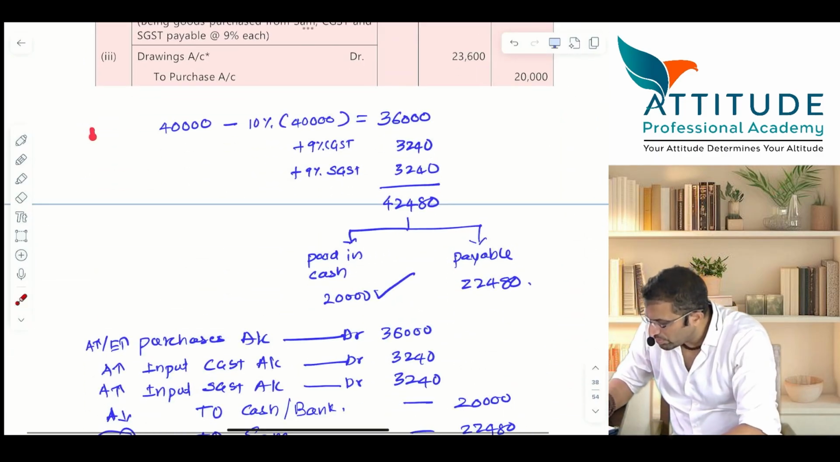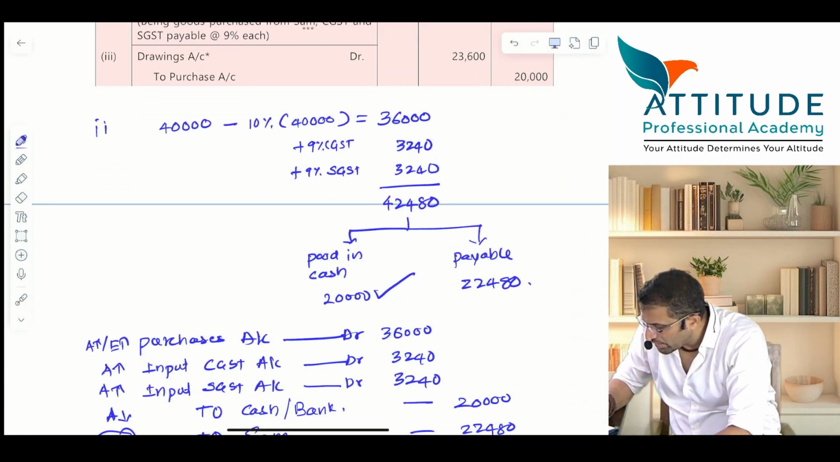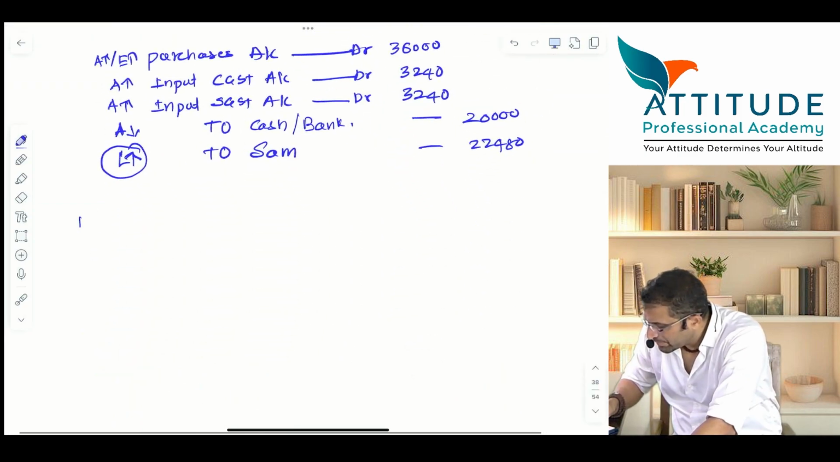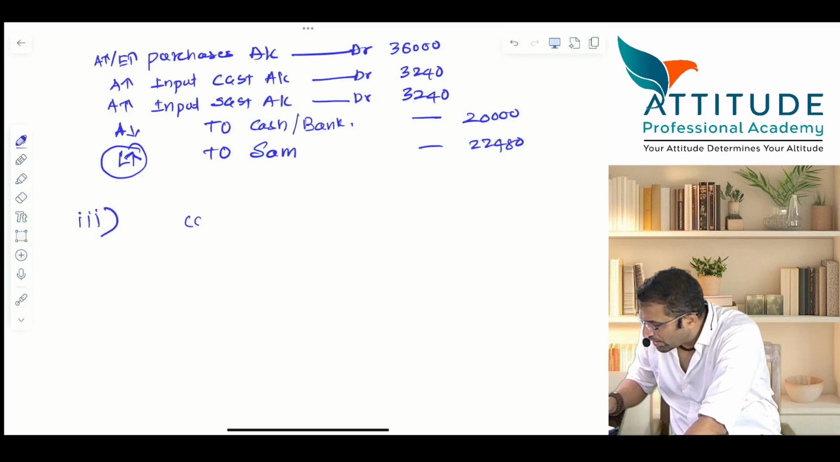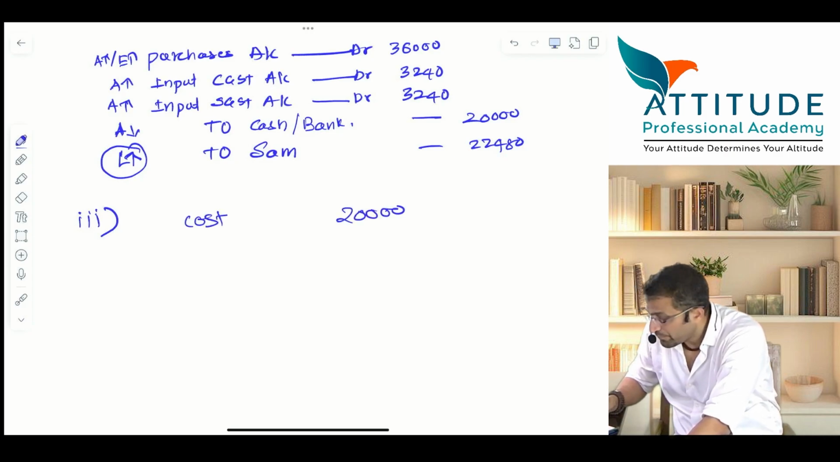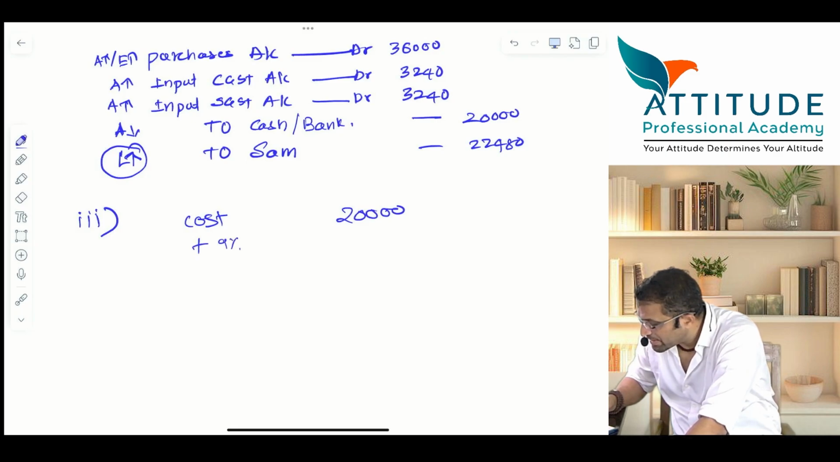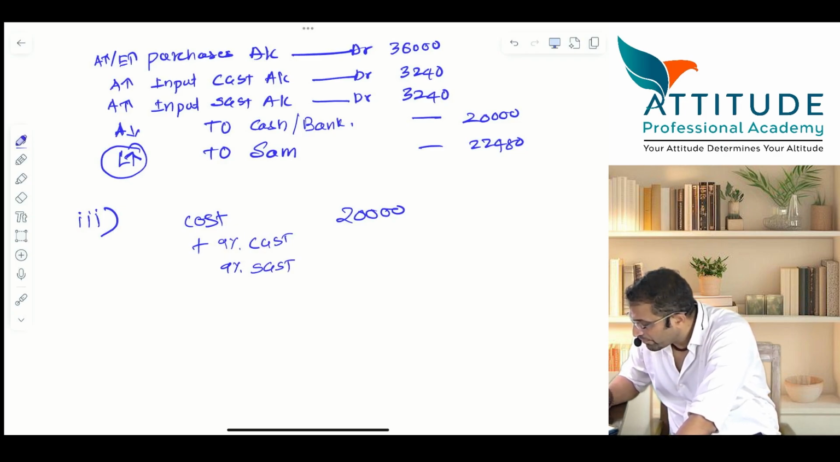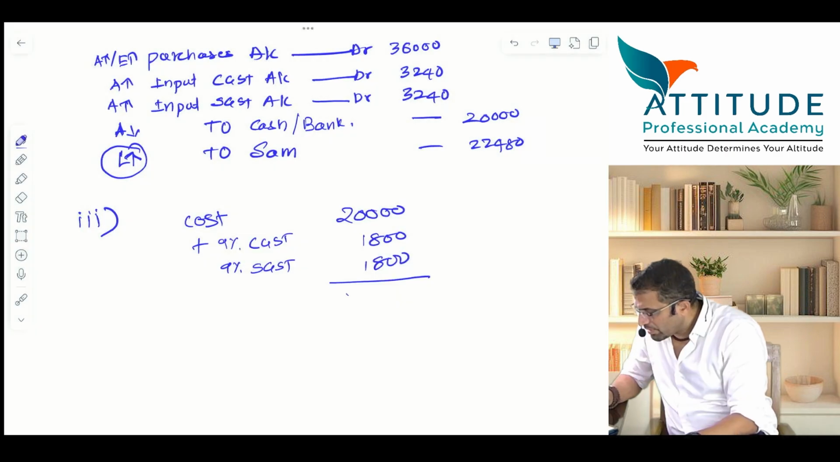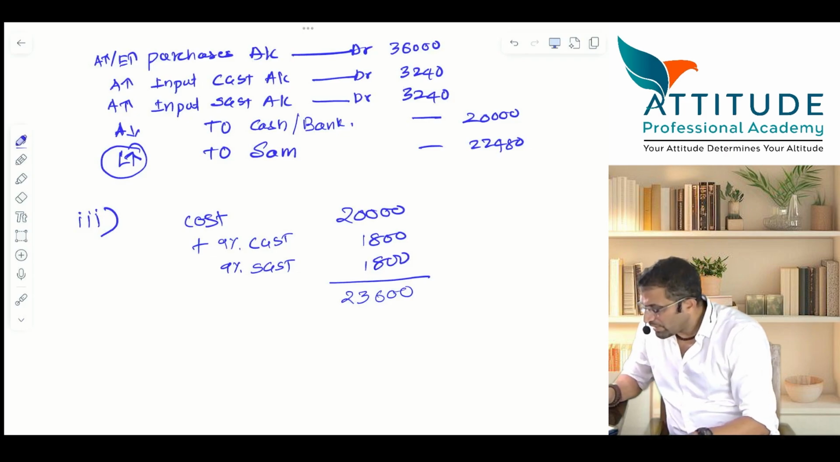This is done, 2. This is done, 2. Now 3. First of all, tell me, how much is the cost? 20,000. This is excluding GST. Correct? Add 9% CGST, SGST. How much? 1800. How much is the total? 23,600.